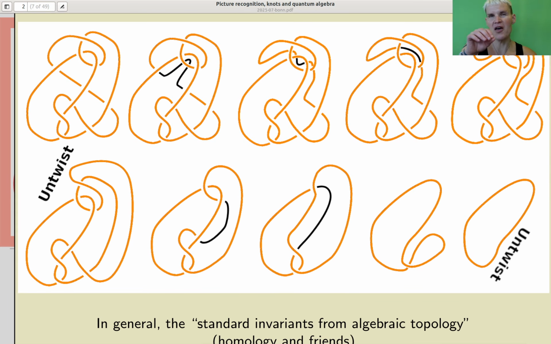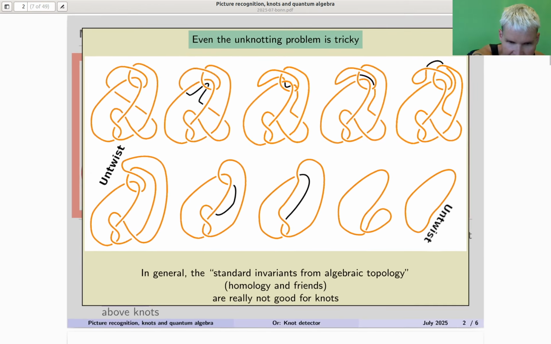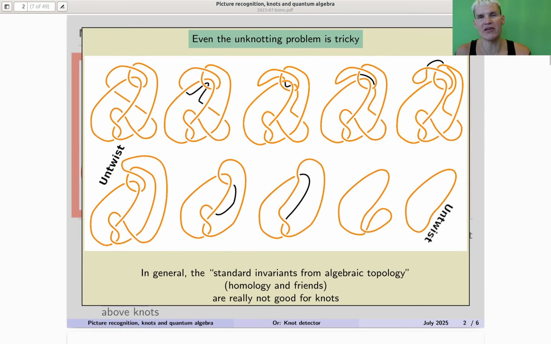So just from the theoretical point of view, just forget all the DNA. DNA is fun, but forget all the DNA. Just from the theoretical point of view, the unknotting problem or the knot detection problem itself is interesting, and even as a problem for picture recognition, it's quite different from the standard picture recognition problems like face detection.